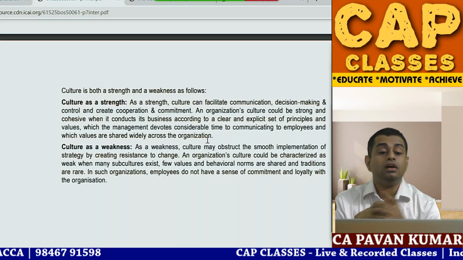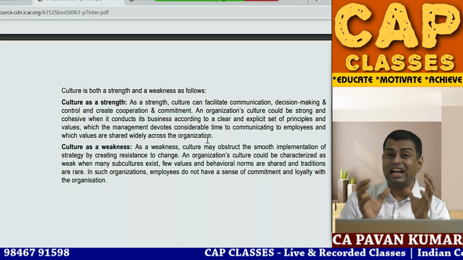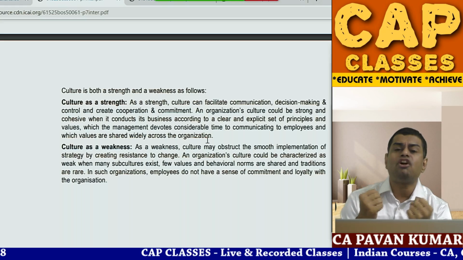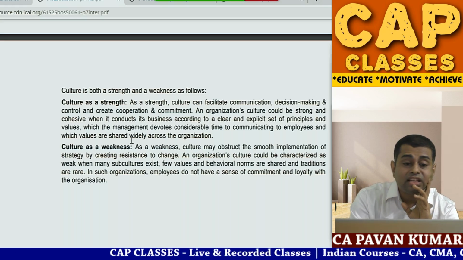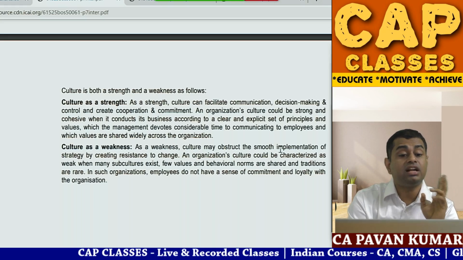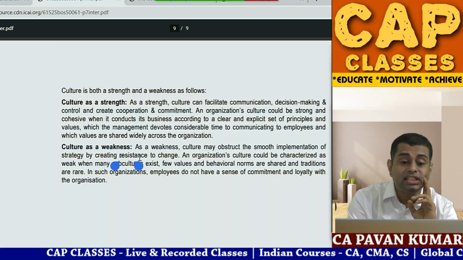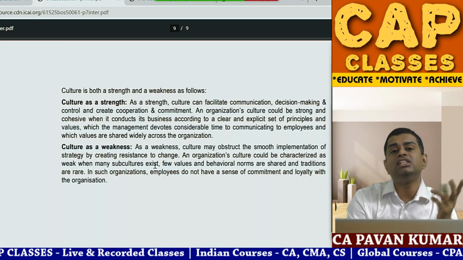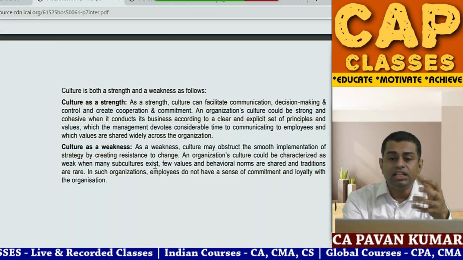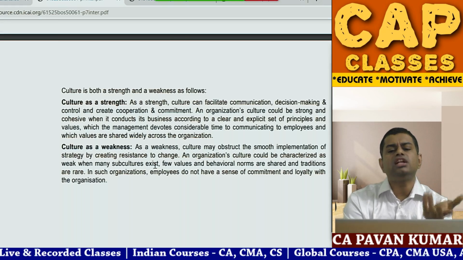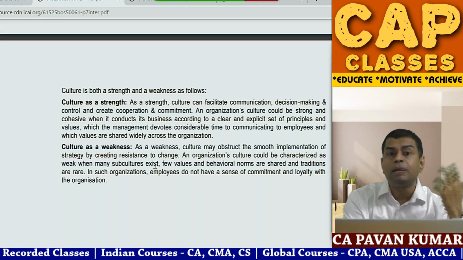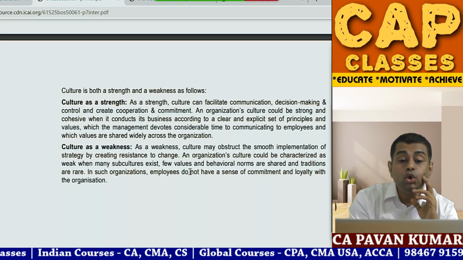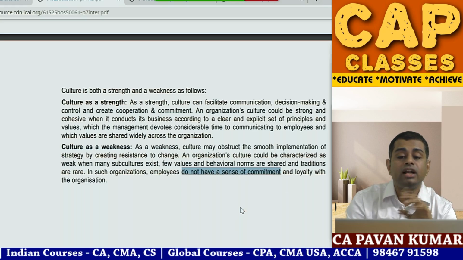Same thing. Culture as a weakness. What will happen? Resistance to change, lack of commitment, no employee loyalty. Employees are not committed to the company. Look here. Culture as a weakness. As a weakness, culture may obstruct implementation of strategy by creating resistance to change. An organization's culture could be characterized as weak when many subcultures exist. So whatever the organization culture is, people are not accepting. In the employees, there are so many behavioral patterns, so many subcultures. So no one is respecting you. In such organizations, employees do not have a sense of commitment and loyalty.